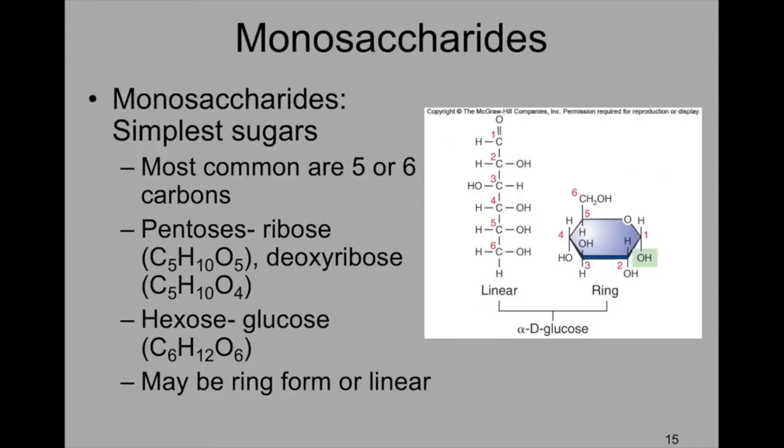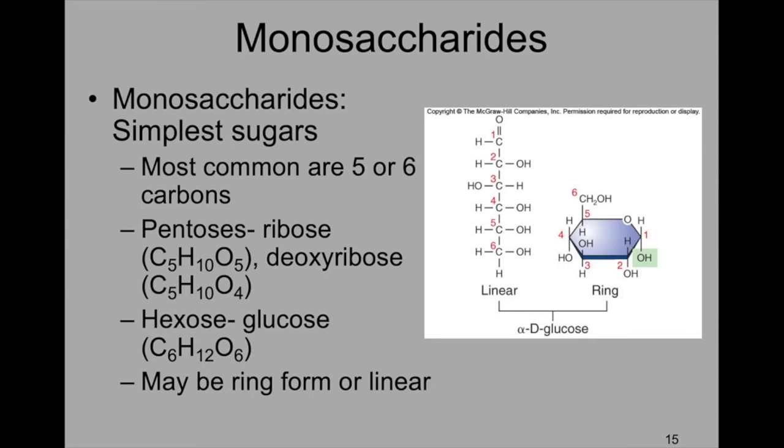So monosaccharides are known as the simplest sugar. They contain usually anywhere from 5 to 6 different carbons. They can be pentoses or deoxyriboses. You can see we have just a bit of a difference, one has one more oxygen than the other. Hexose and glucose are C6H12O6. When you see that ratio of 1 to 2 to 1 carbon to hydrogen to oxygen, you're looking at a sugar. Now, sugars can exist in both linear and ring-like structures.